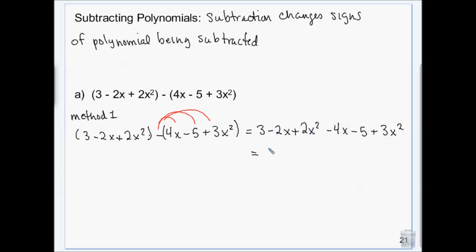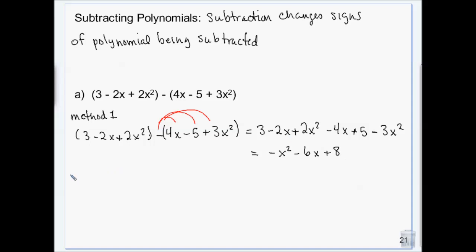Wait, but you wrote down you're up and down the same way that we're. Shouldn't the negative, yeah. Sorry. Okay. Fixed. 2x squared minus 3x squared is negative x squared. Negative 2x minus 4x is negative 6x, and 3 plus 5 is 8.